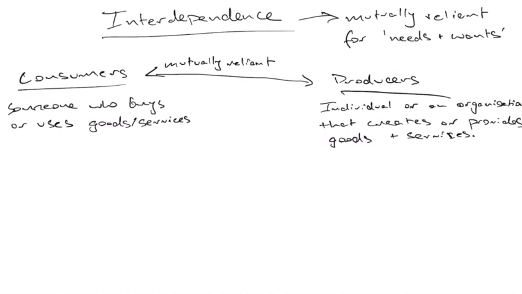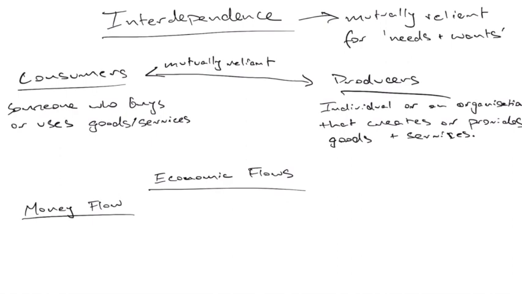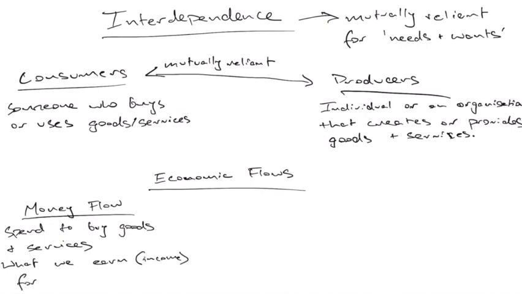So in order to understand the connection between these two groups, we look at what's called economic flows. The two flows that we're going to focus on are the money flow. Now, the money flow is what we spend to buy goods and services, but also what we earn in terms of income for our labor, which is the work that we do.